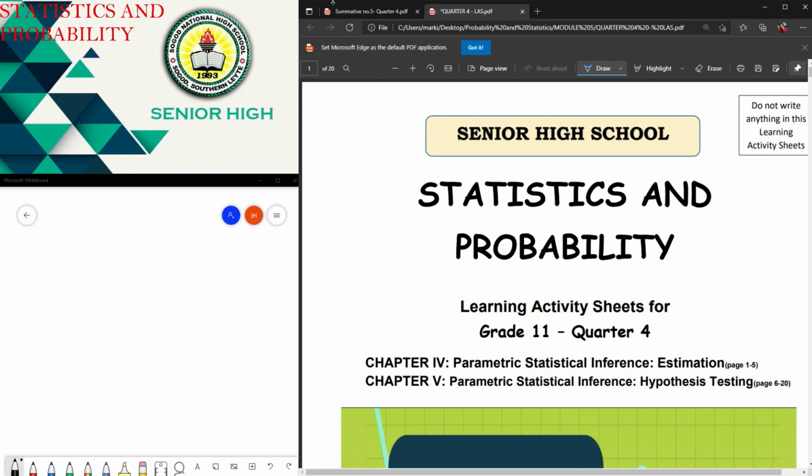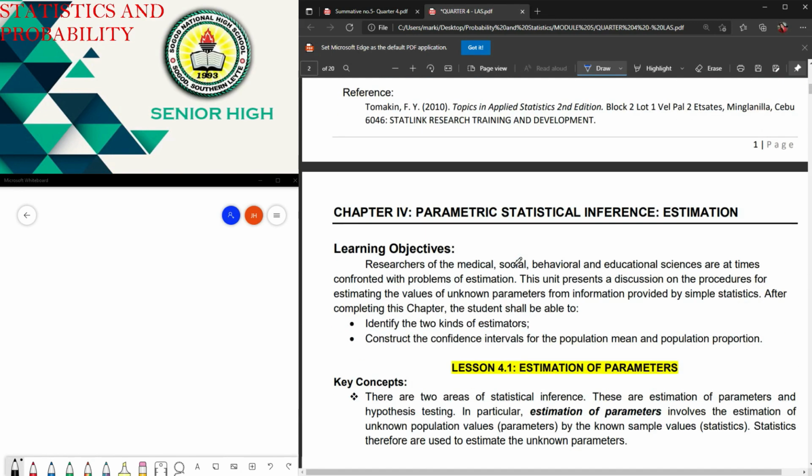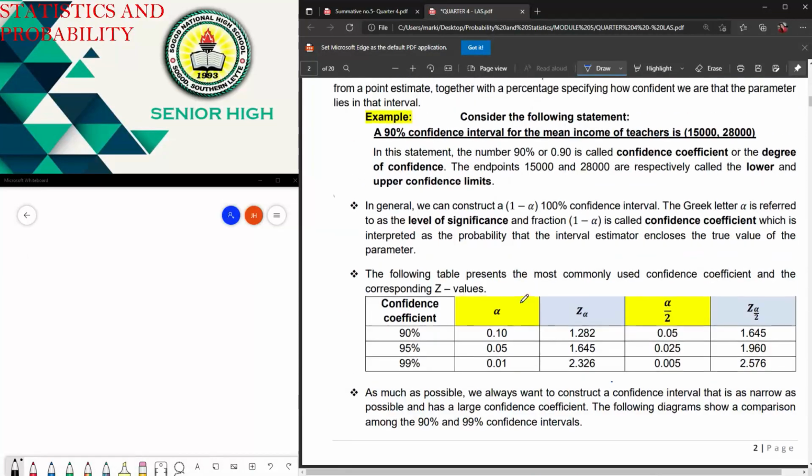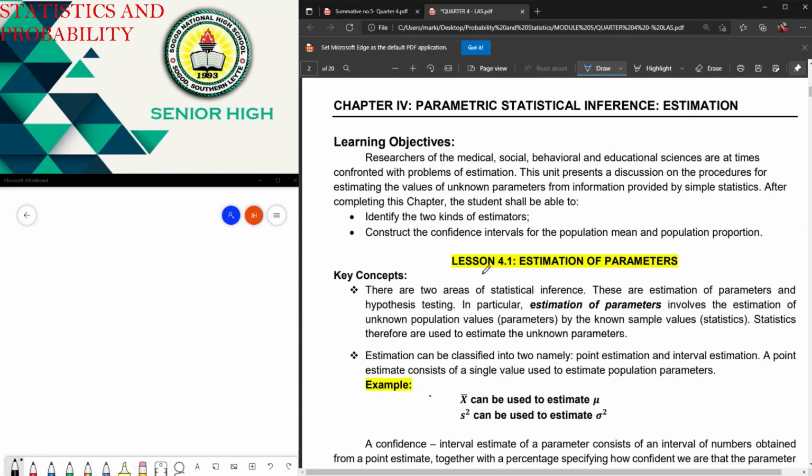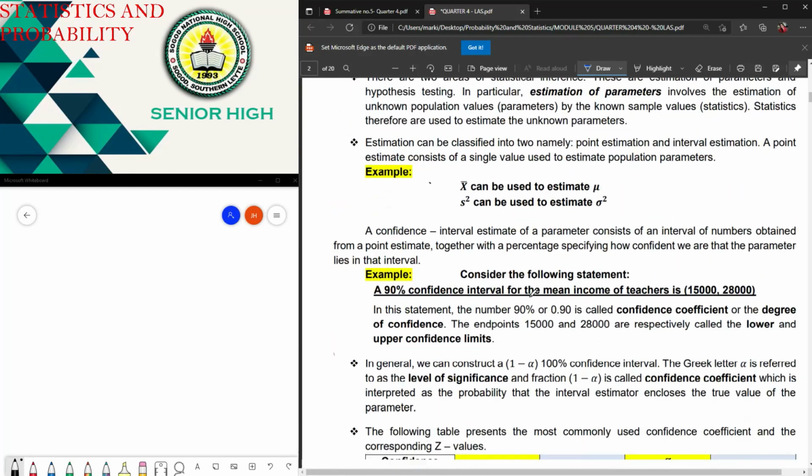So we have two main topics here. We have parametric statistical inference estimation, and the other one is hypothesis testing. In this video again, we're going to talk about pages 1 to 5. Be sure to have your module beside you so that it is easier for you to catch up. We are going to focus on pages 2 and 3, estimating population mean. If you have more questions about page 1, you can just PM me.